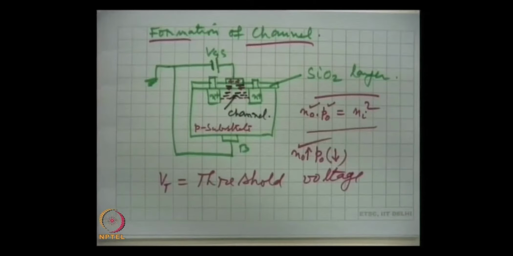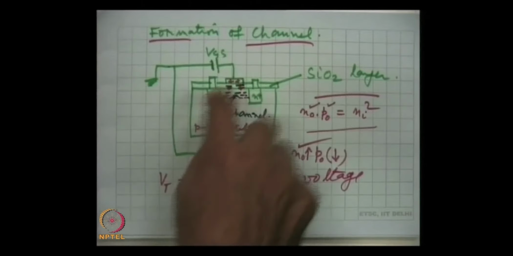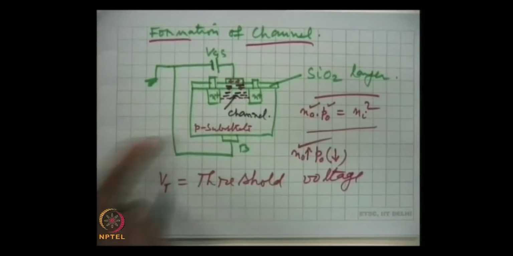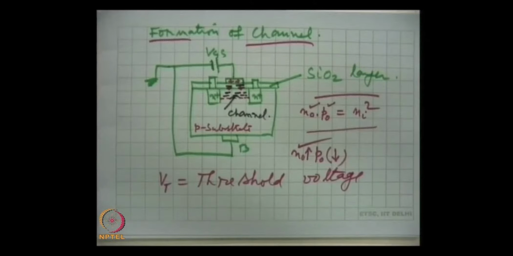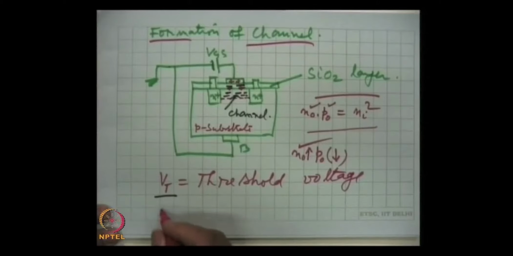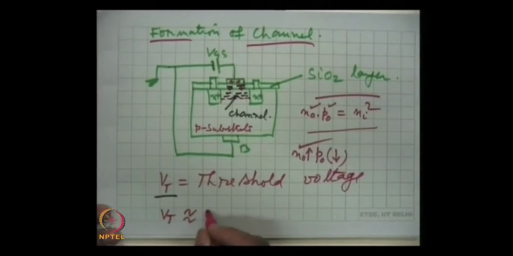If we remove the voltage, the channel disappears. So, this device is operated only at voltages in excess of Vt, the threshold voltage, and for the current devices Vt is normally around 2 volts.